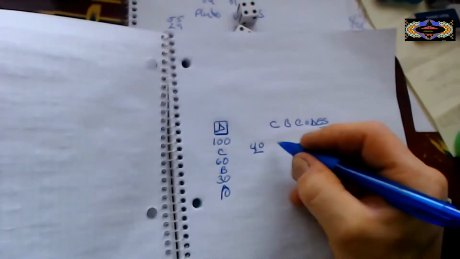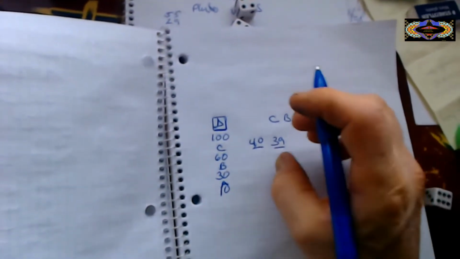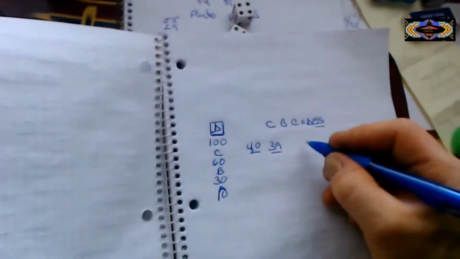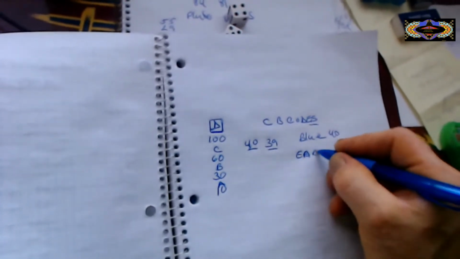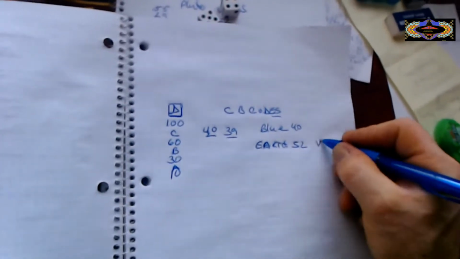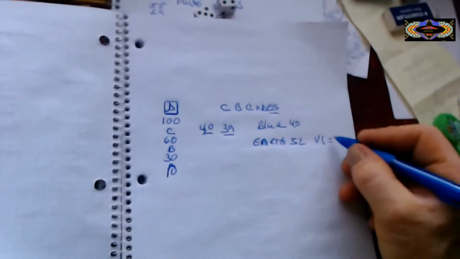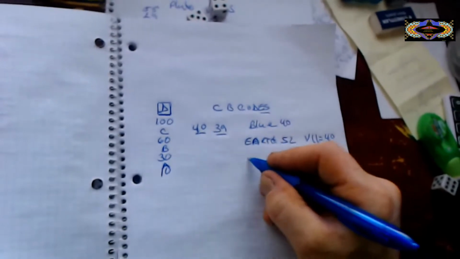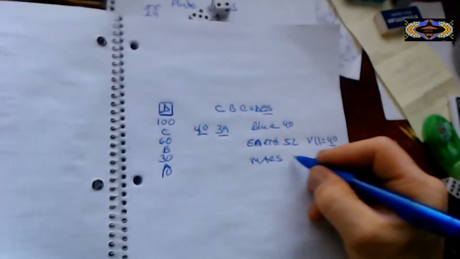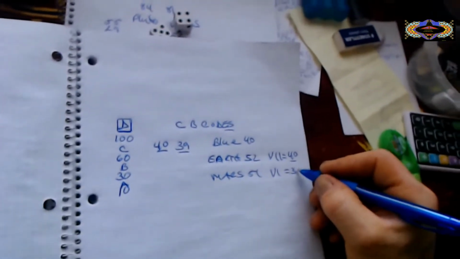What do we know about 40? Well, first of all, in between is 39. So we know that the world that we actually live in is the blue world. So blue is number 40 to start. We know that Earth, EARTH, is number 52. So the basic Roman numeral for me is V1, which equals V11, which equals 40. Mars equals 51. So I do that, and that equals 31.